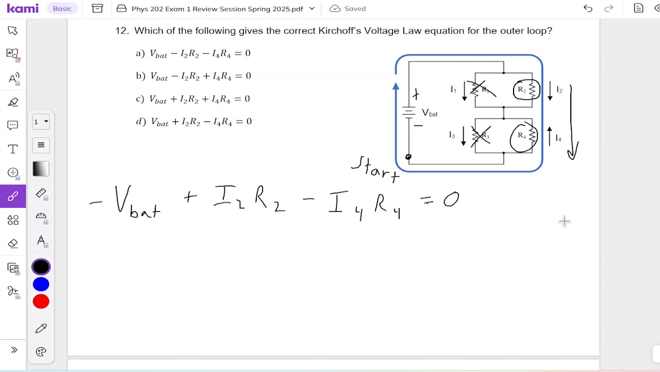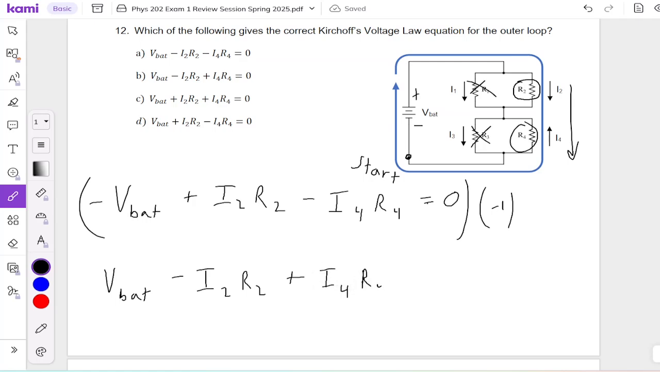Okay. So the first thing I realize is all these answer choices have V bat as positive. So let's multiply the entire equation by -1 to get rid of the negative. V bat minus I2 R2 plus now I4 R4 equals 0. And it looks like it's answer choice B, and we're done.